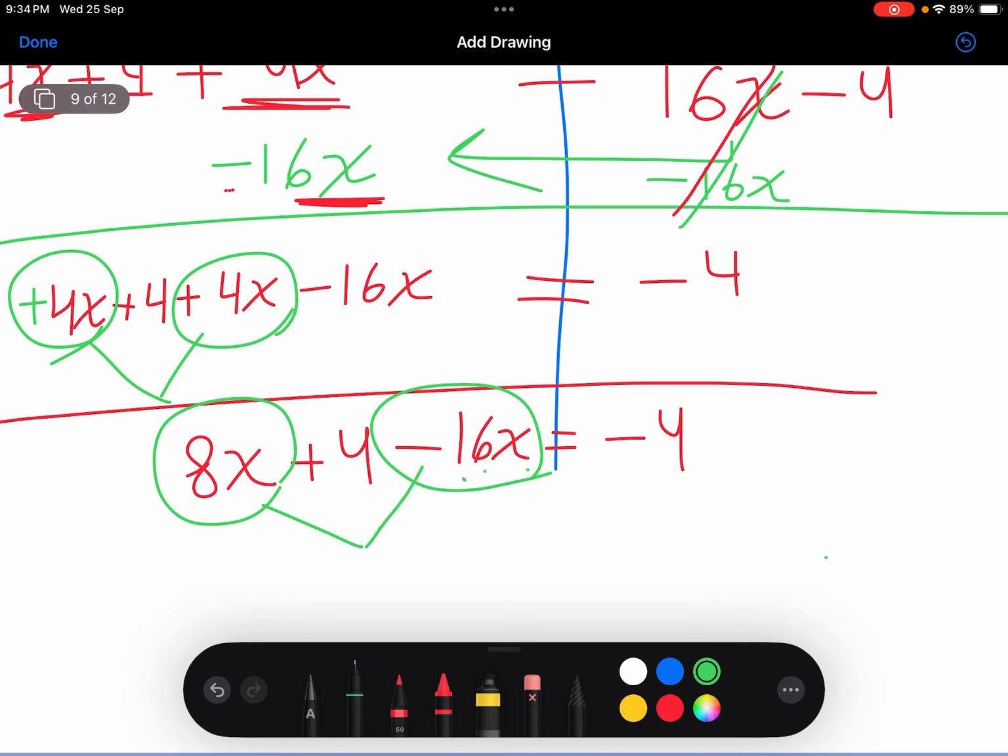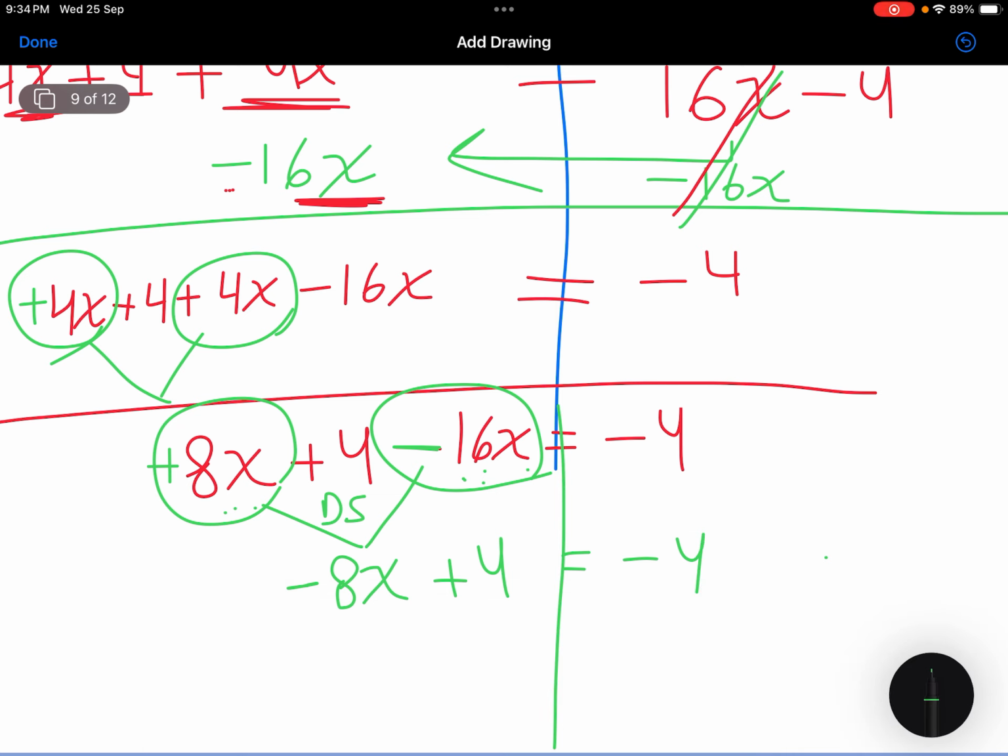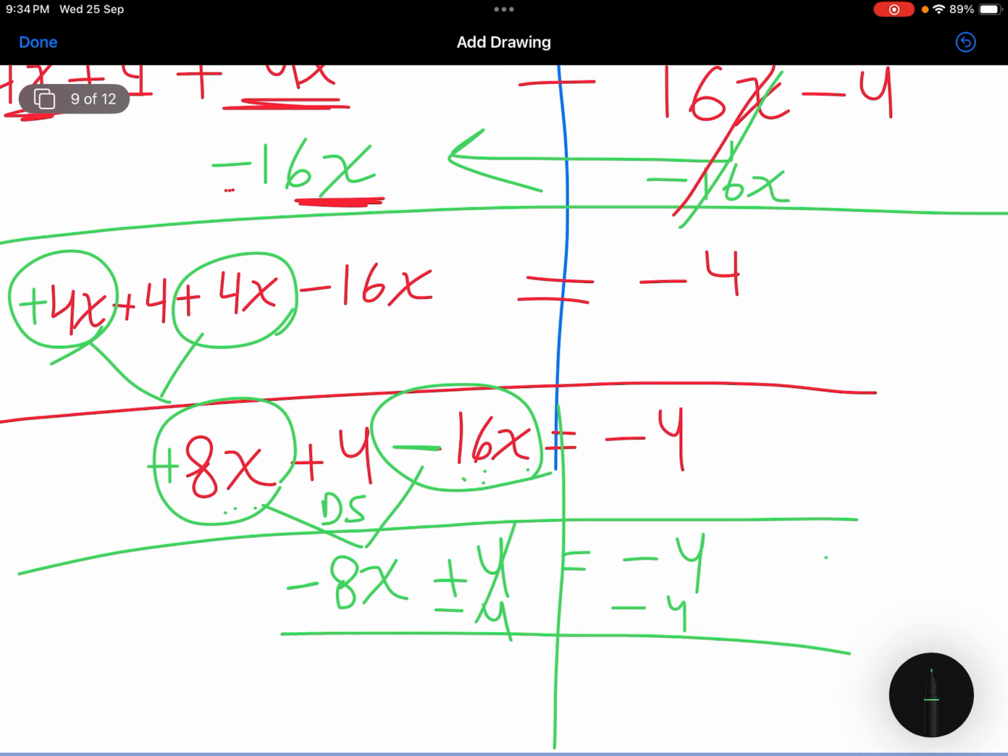16x is negative, 8x is positive. Different signs, subtract. 16 minus 8 is 8x, but I'll take the negative sign. Put the 4 equals negative 4. Now I can cancel out the terms. Minus 4 on both sides first. Then negative 4 and negative 4, add them. It's going to give you negative 8 equals negative 8x.